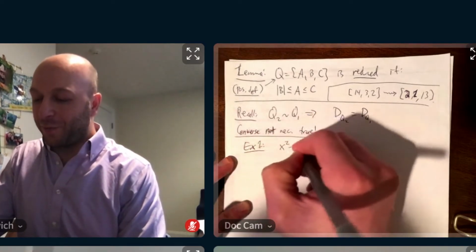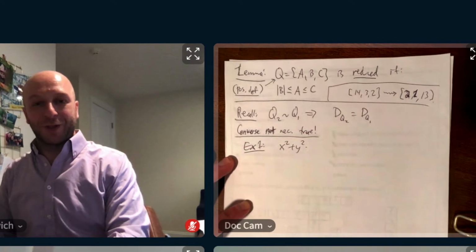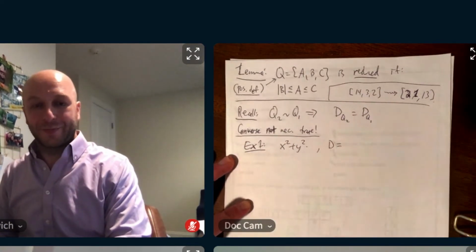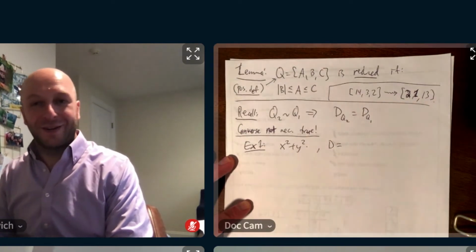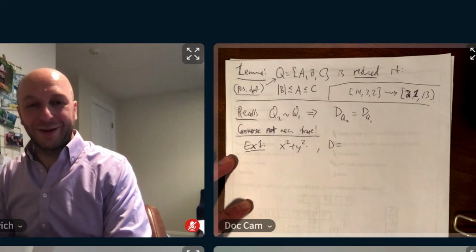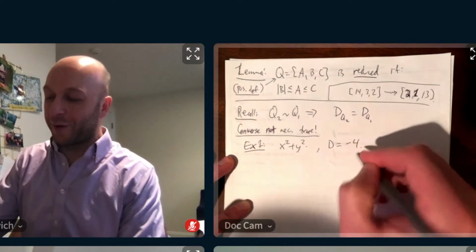This was the first form that we dealt with seriously, x squared plus y squared. What is its discriminant? B squared minus 4ac, all together now. B is 0. Yes. Everybody see that? The discriminant is negative 4.